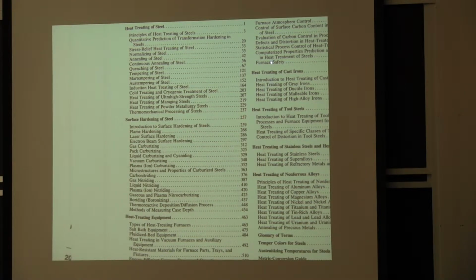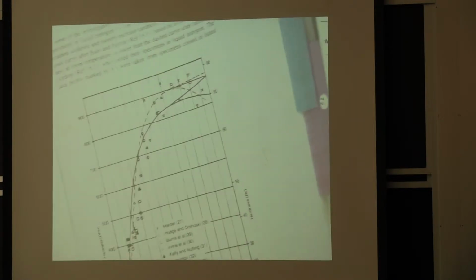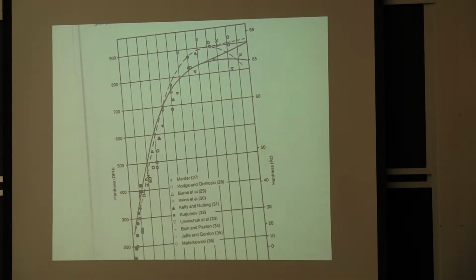Then they talk about heat treating equipment, heat treating of cast irons, heat treating of tool steels, stainless steels. And then at the end of the book, they have a chapter on every other type of metal. Okay, the only reason I copied this was to show you there's lots of different types of hardening that we do because it's such a common material.